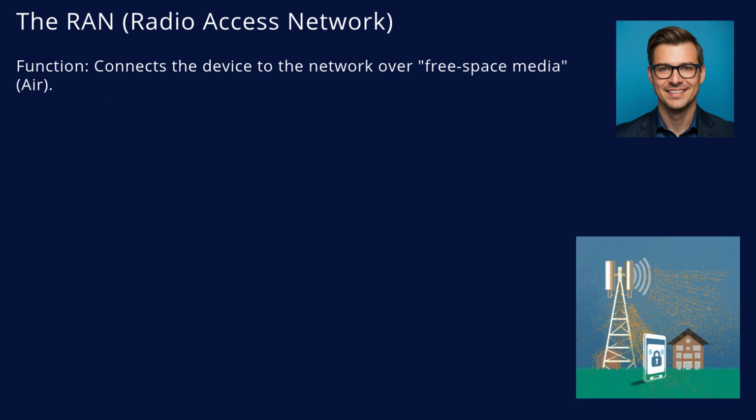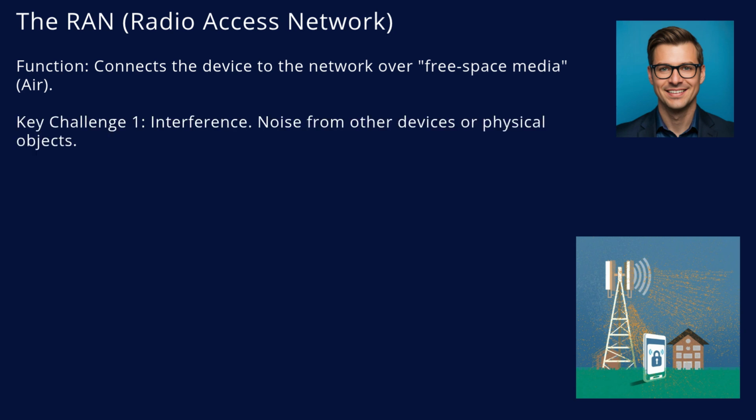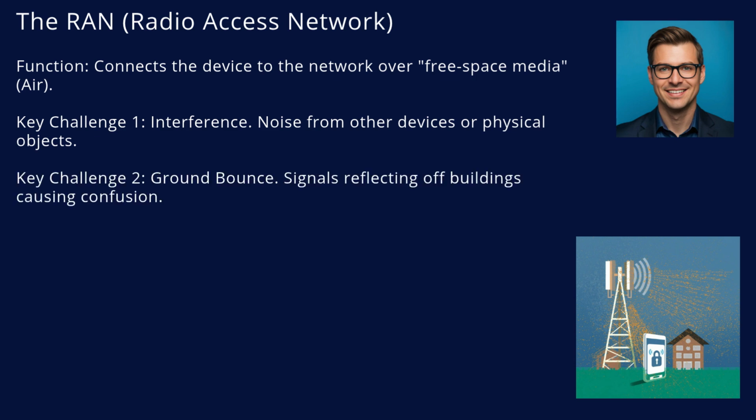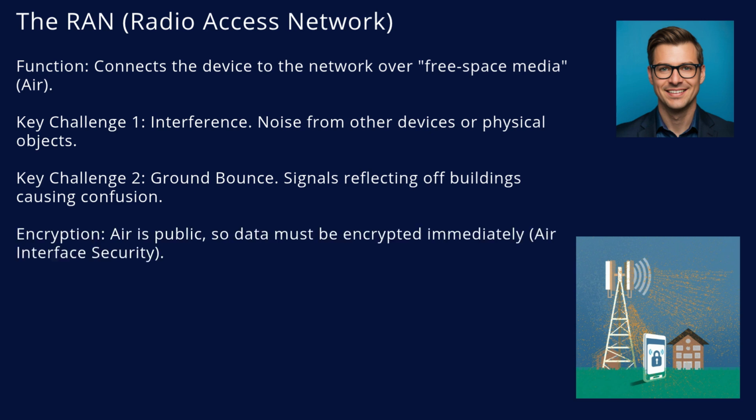Let's look at the first hop, the RAN. This is the wireless part. Communicating over free space media, basically fresh air, is hard. You face interference from other electronics and even weather. You also deal with ground bounce and multipath propagation, where signals reflect off buildings and arrive at slightly different times, confusing the receiver.